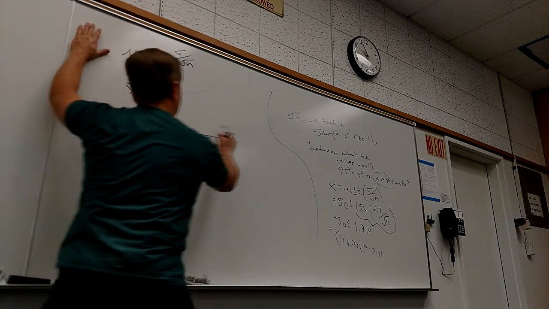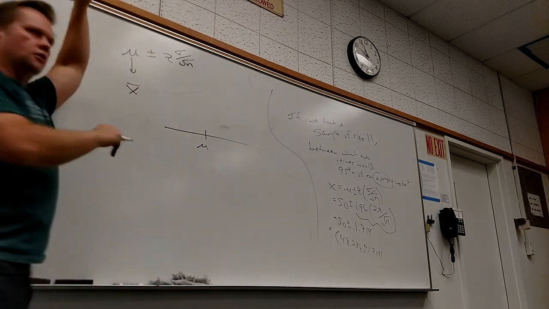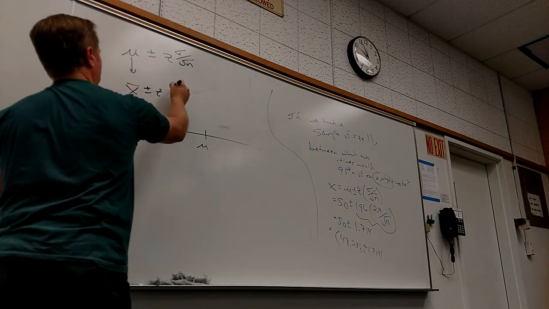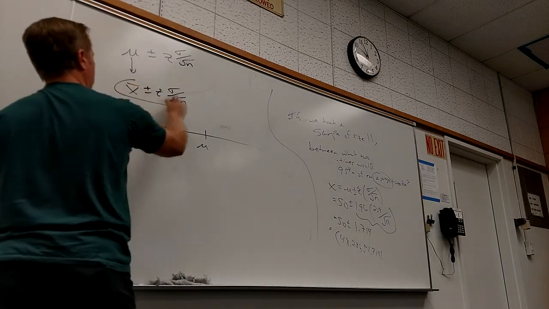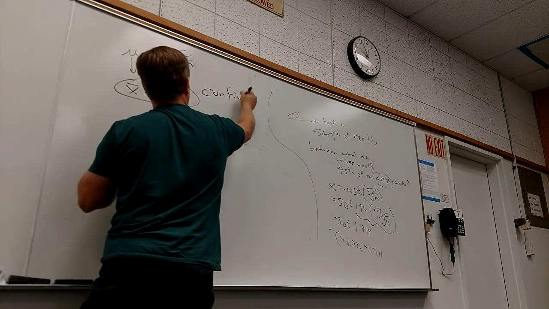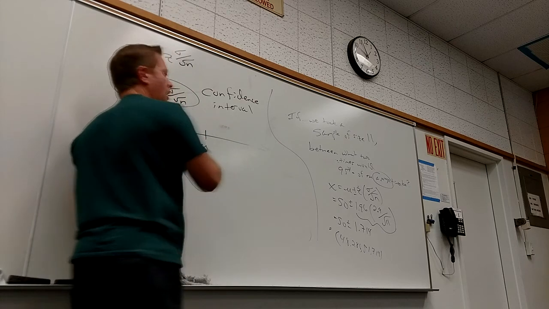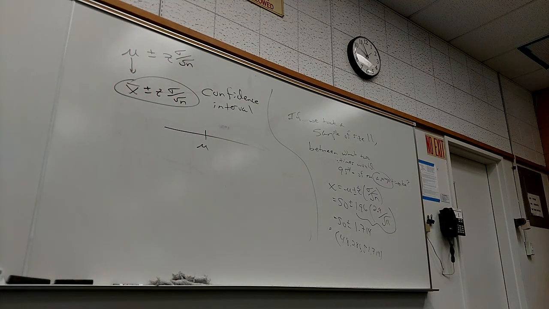So here's the idea. The mean exists somewhere. The mean is just sitting there somewhere. I'm going to make this interval, and this interval is called a confidence interval. That's why I said that earlier the way I did. It's a confidence interval. Okay. I'm going to construct it.